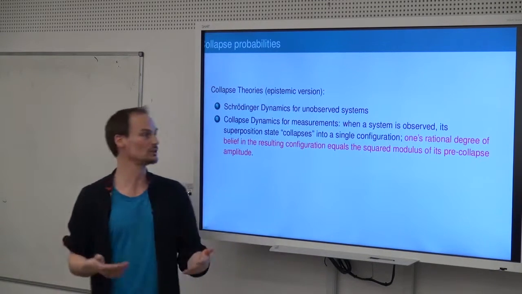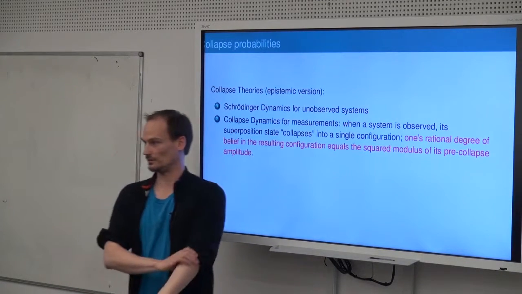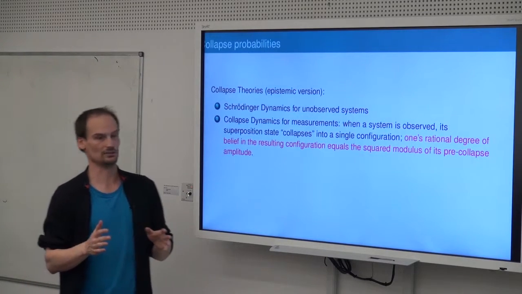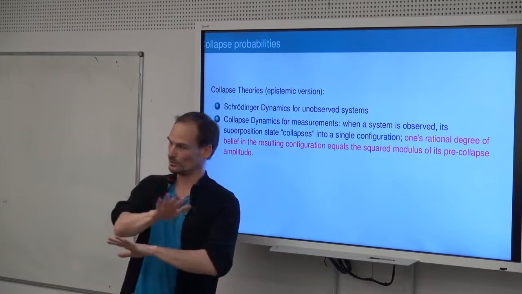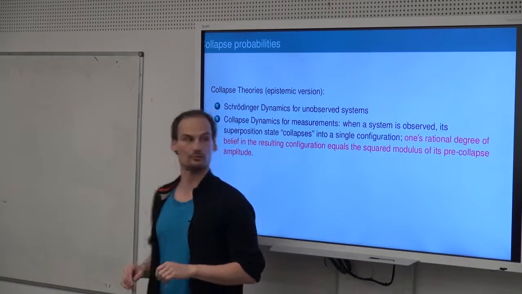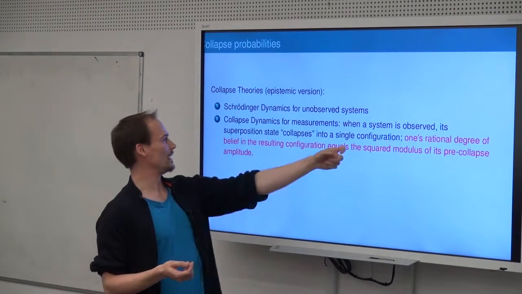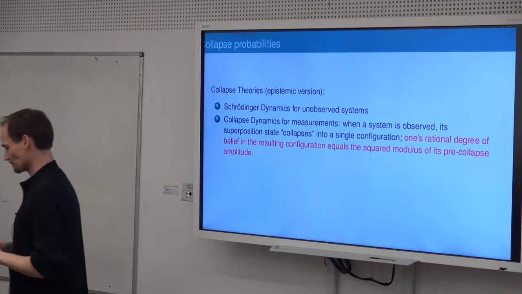It's not half. It doesn't equal the squared modulus of the pre-collapse amplitude. So we have to look at a very particular kind of agent, maybe there is none, but sort of a hypothetical agent who knows quantum physics, who knows the previous state, who doesn't know yet the post-collapse state. And for those, it at least seems that one could discuss that their rational degree of belief should match this amplitude.